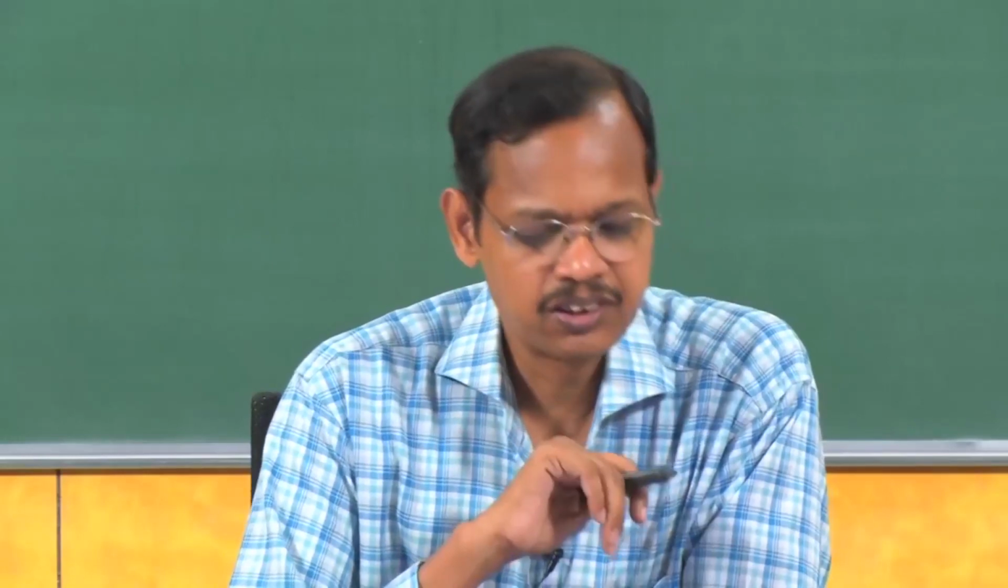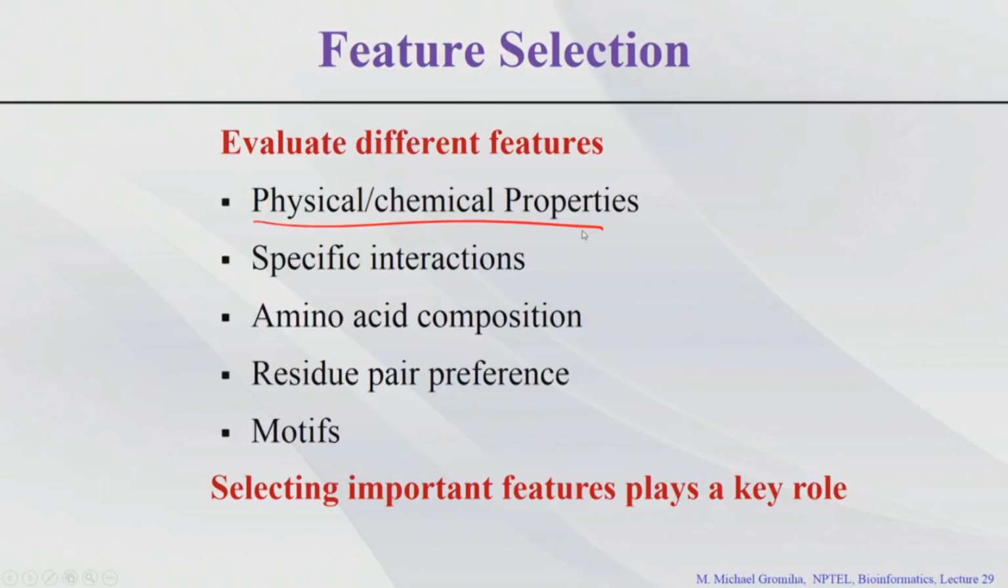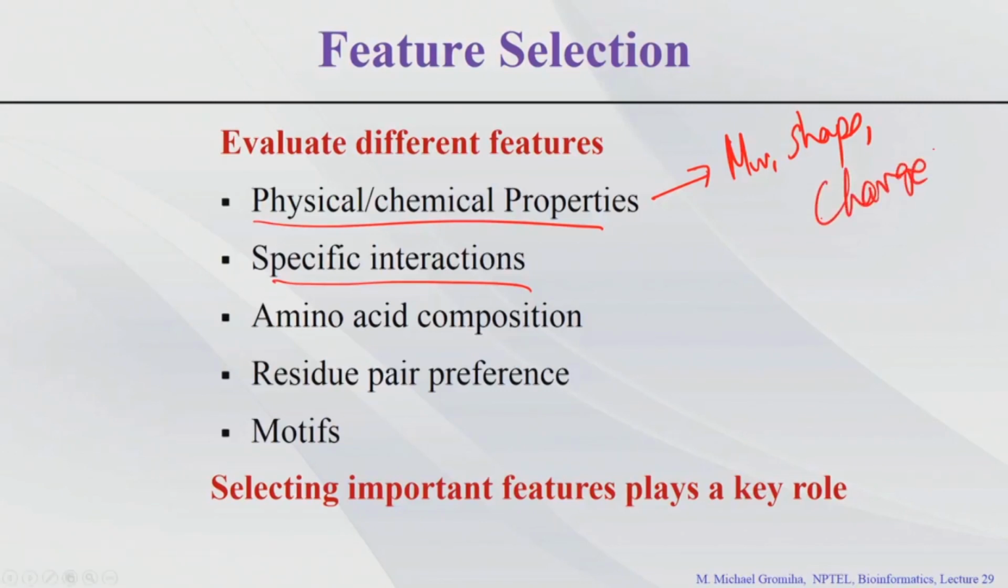So, I mentioned some of these features like the physicochemical properties or specific interactions. For example, what are the physicochemical properties? Molecular weight, shape, charge, hydrophobicity and so on. What are the interactions? Electrostatic interactions, van der Waals interactions, hydrophobic interactions, and so on. So, you can see the composition that we discussed earlier, pair preference, and you can look at specific motifs.